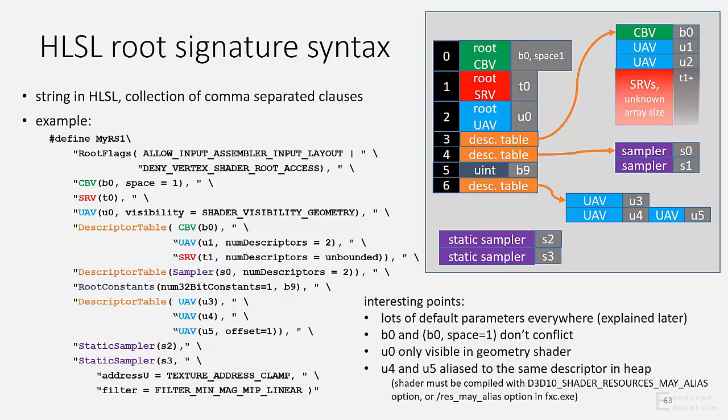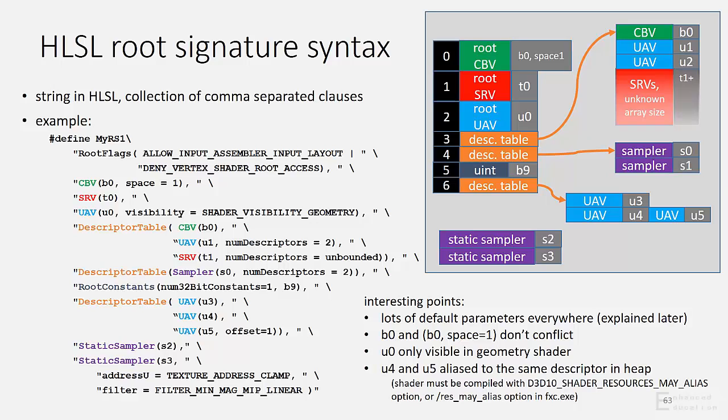So the second root parameter is a root shader resource view that's shown up here. Then we have a root UAV at U0, API bind slot 2. The interesting part of this declaration is the use of the visibility clause, and in this example, this root descriptor is defined to only be visible to the geometry shader.